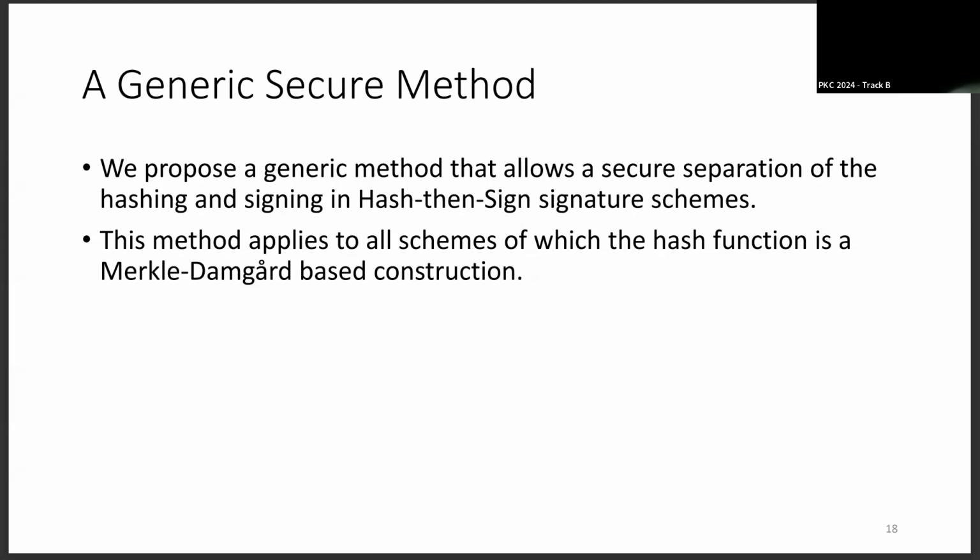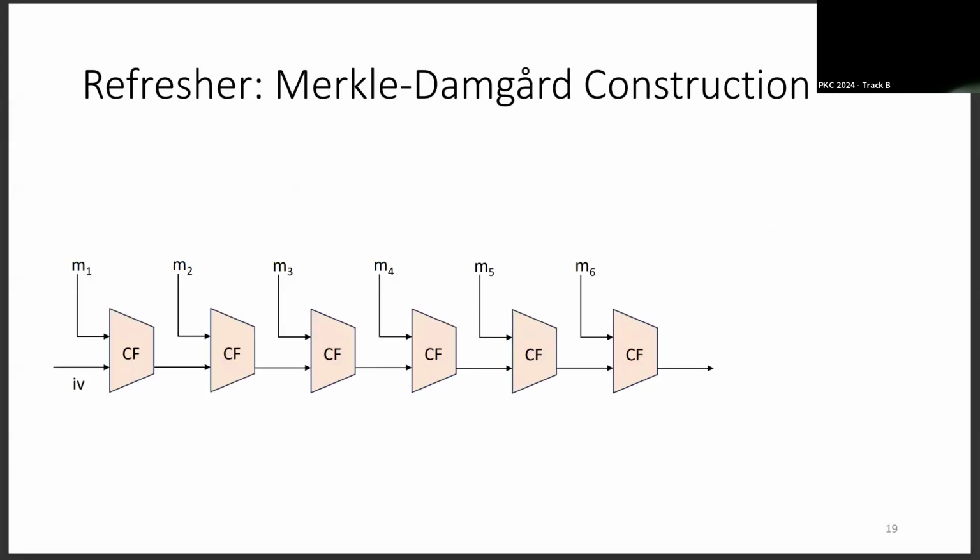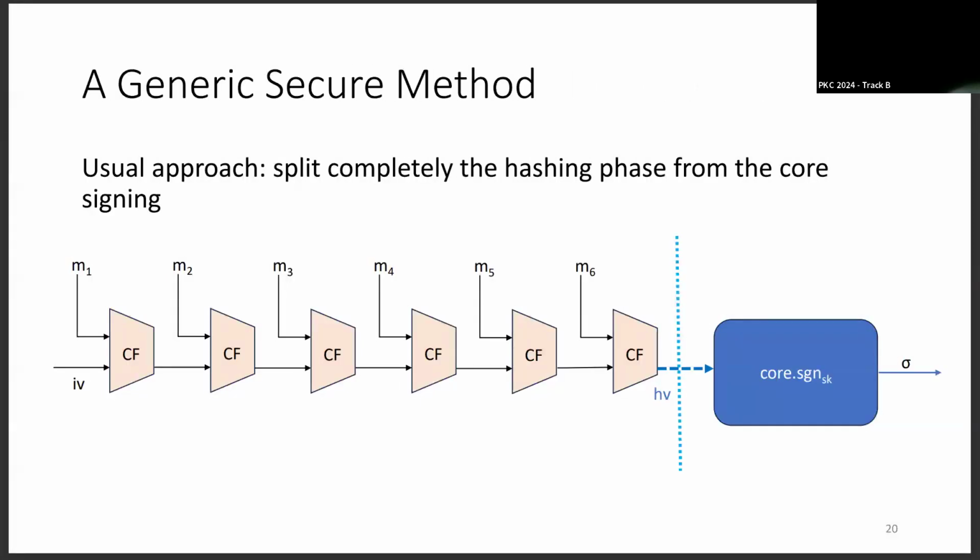I'll tell you why this method is also nice, but just to recap, what's a Merkle-Damgård construction? It's a sequence of compression functions. Each of them takes a message block as input and a chaining value, and outputs a chaining value. The first chaining value is called an initialization vector, and the last one is the hash value. So the typical way of breaking down Hash&Sign signature schemes, whether in the implementation of BoringSSL, is to do as follows.